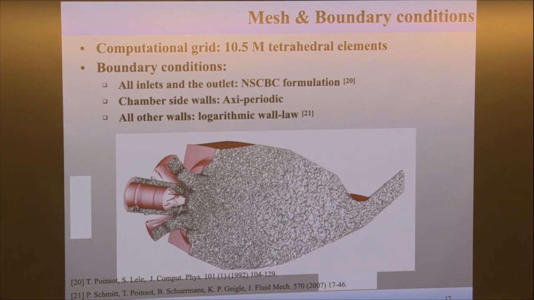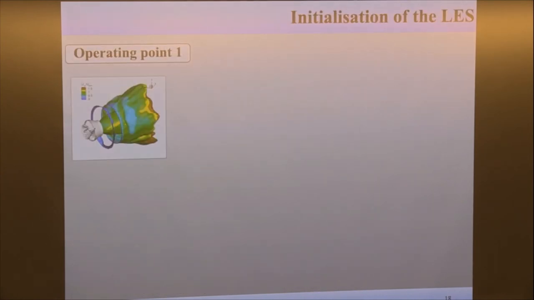So you mesh this guy. It's a little bit interesting, but I will not go into the details. That's not the objective. And you compute a flame. Here you see, we start from an operating point one. It's a flame which is anchored on the lips of the injector. This is an isosurface of temperature colored by velocity. It has this typical shape of swirl flames. It is anchored in the center, and it comes back to the side. This is a very efficient flame, very nice.